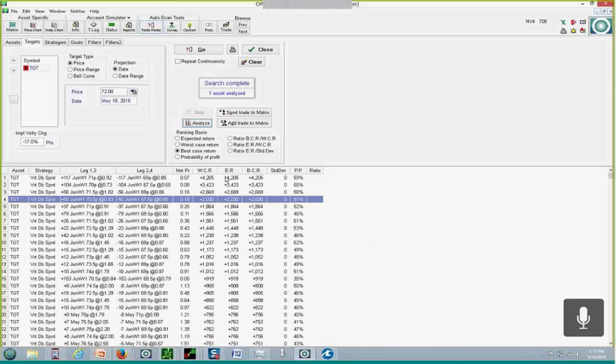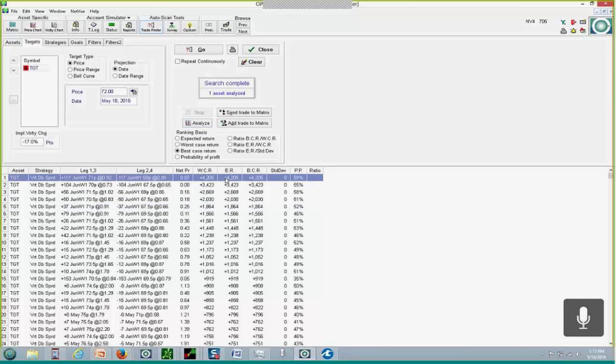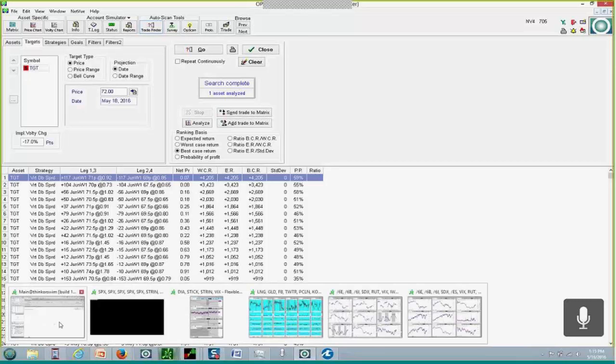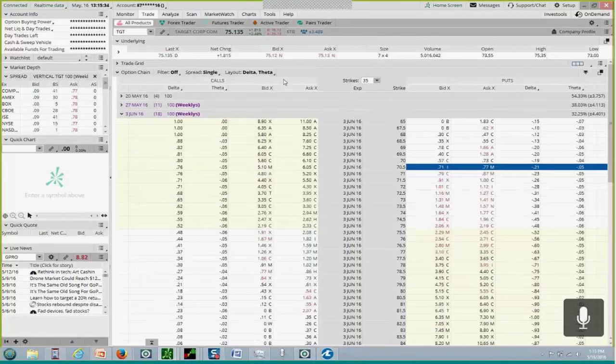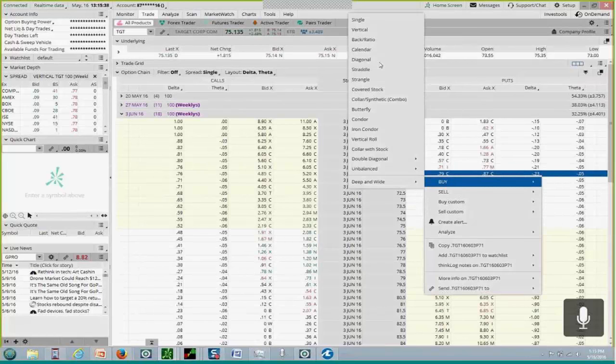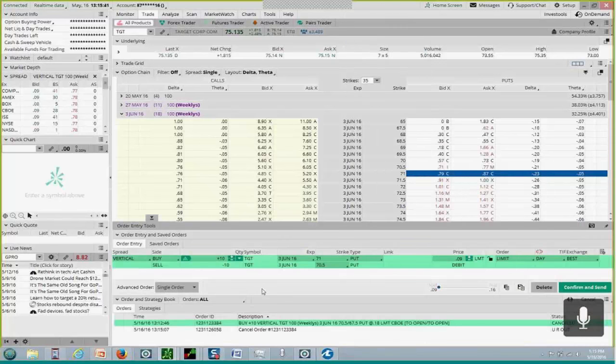What about this one here? This is the 71 by 69 for 7 cents. All right, let's try that. 71 by 69. So I'm going to go ahead and buy the vertical, the 71 and 69.